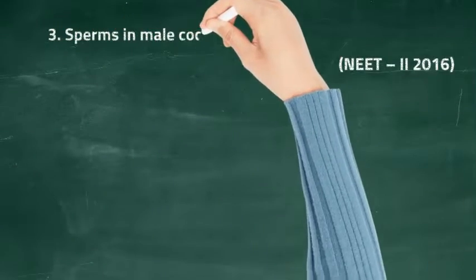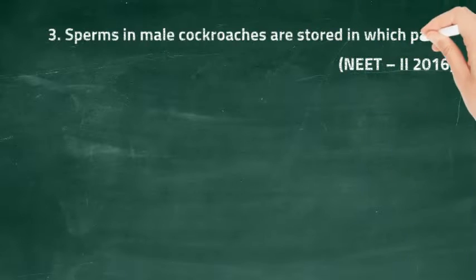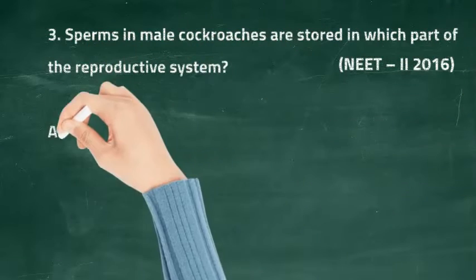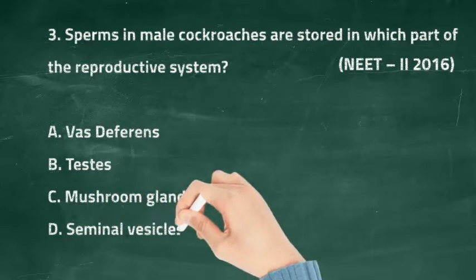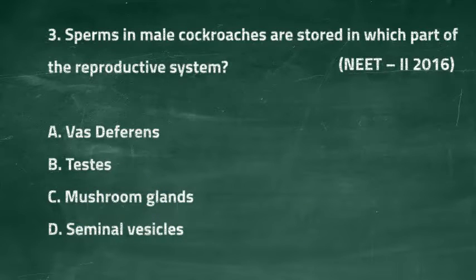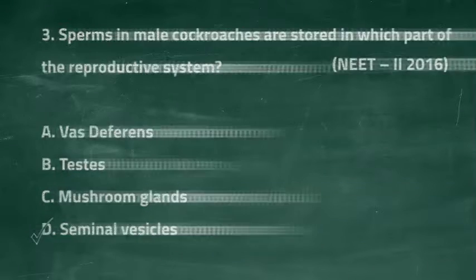Question third. Sperms in male cockroaches are stored in which part of the reproductive system? Option A is vas deferens. Option B is testes. Option C is mushroom glands. And option D is seminal vesicle. The right answer is option D, seminal vesicles.